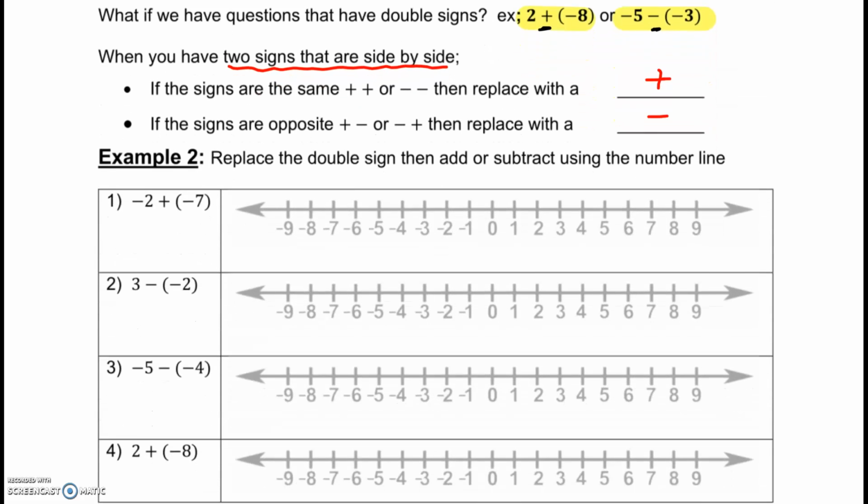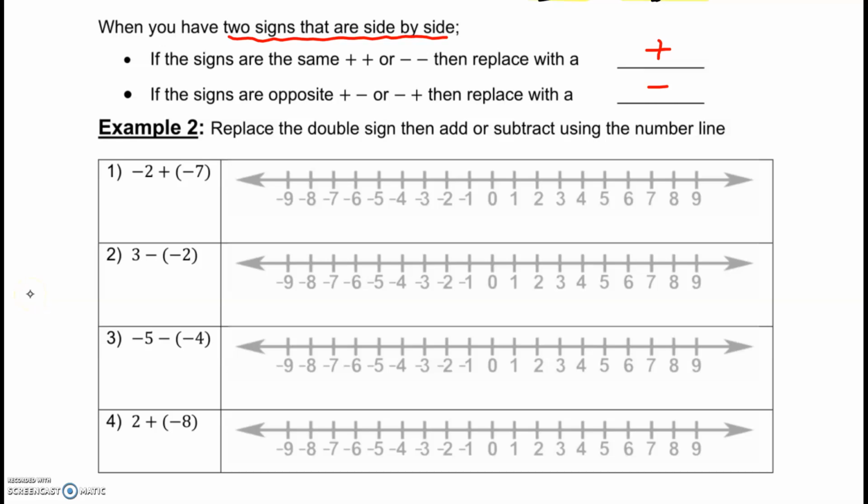So let's take a look at example 2. It says to replace the double sign and then add or subtract using the number line. So we'll start. Negative 2 stays as it is, and here I have a double sign. These signs are opposite, so we know that when signs are opposite, we replace them with a negative. So I'm going to replace those two signs with 1. It becomes negative 7. Now I use my number line. I start on negative 2, and it says subtract 7, so I have to go to the left 7. 1, 2, 3, 4, 5, 6, 7, and I get negative 9 as my final answer.